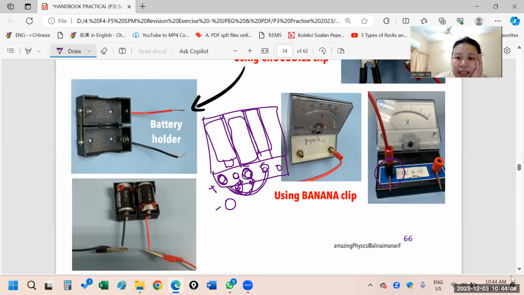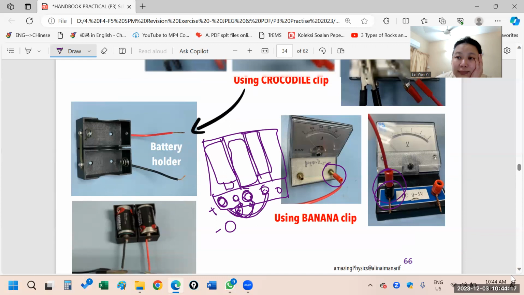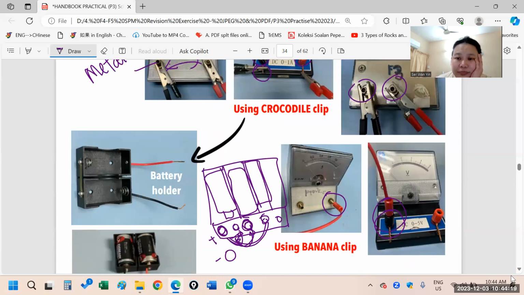Okay, then the banana clip is very easy. Just slot it in, move it in like that. Banana clip.